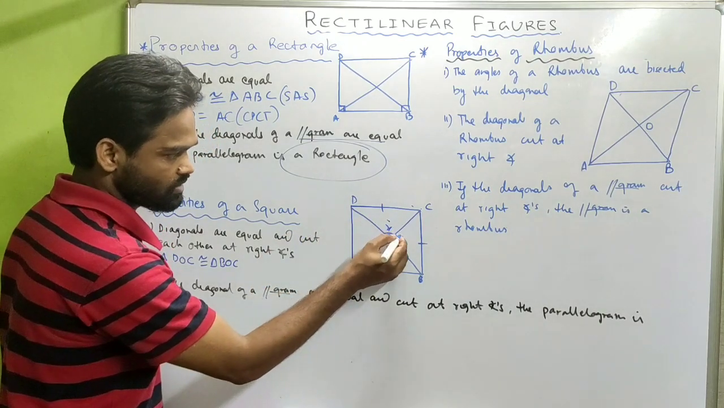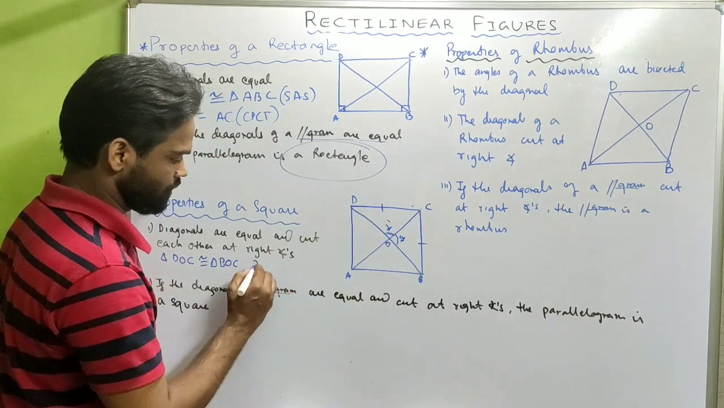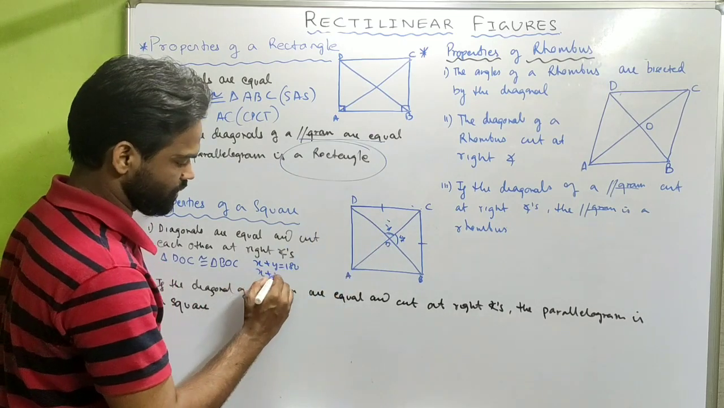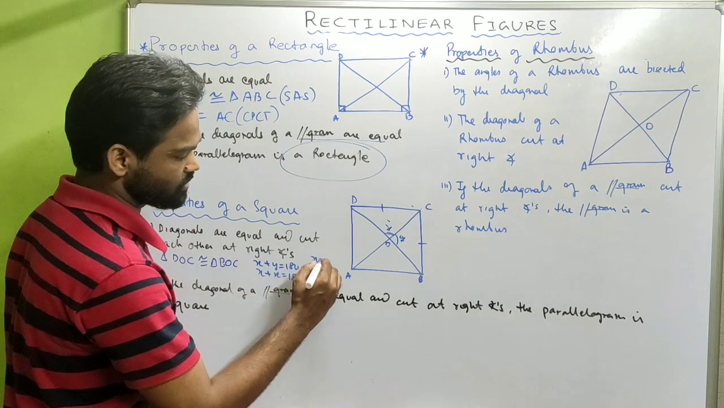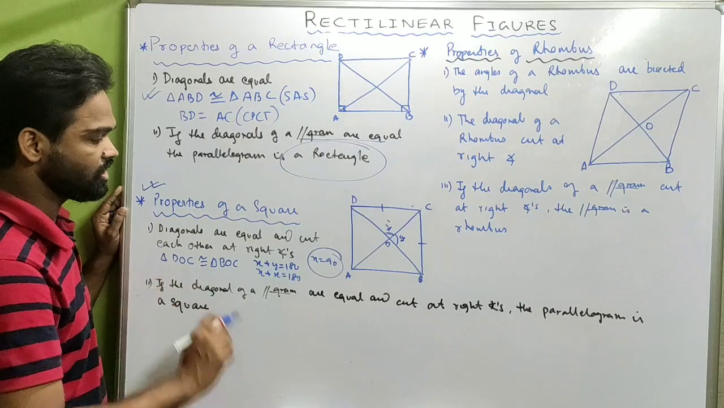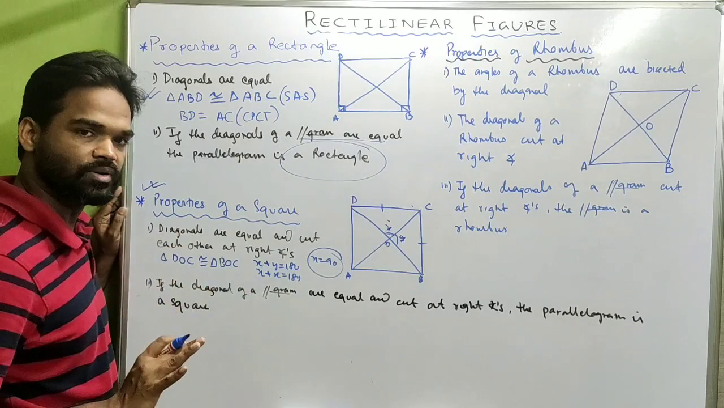Suppose this is X and this is Y. These are linear pair. So X plus Y equals 180. And both the angles are equal. So I can write X plus X equals 180, which means X equals 90 degrees. Which means the diagonals are equal and cut each other at 90 degrees.